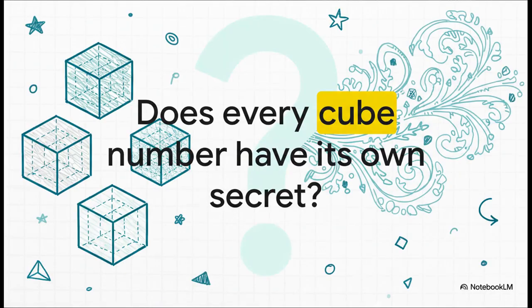Pretty cool. So we've kind of unlocked this cool little secret about square numbers. Which makes you wonder, doesn't it? What about cube numbers? You know, a number multiplied by itself 3 times. Do they have some kind of secret code of their own? That's a great question to chew on.